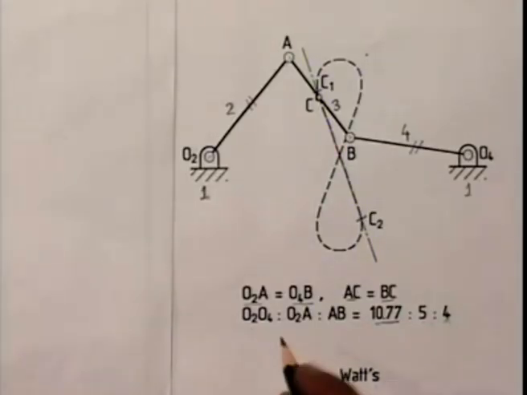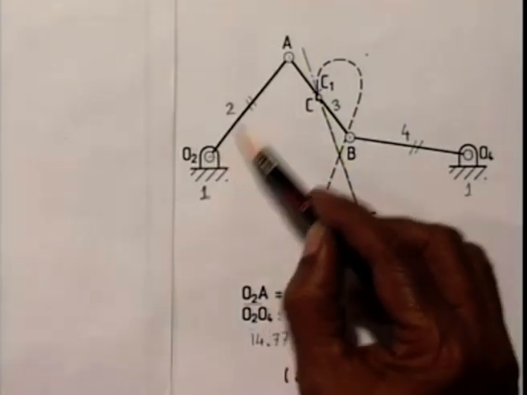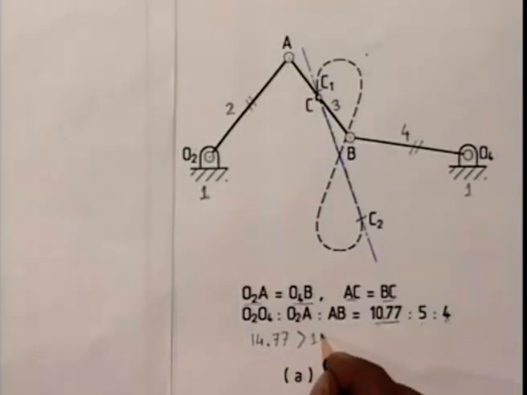So L max plus L min is 14.77, which is much greater than L prime plus L double prime, that is O2A plus O4B, which is 2 into 5, 10. So this is a non-Grashof linkage, which means it is a double rocker.